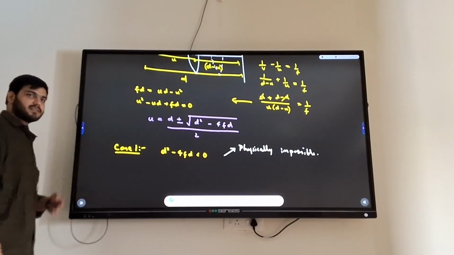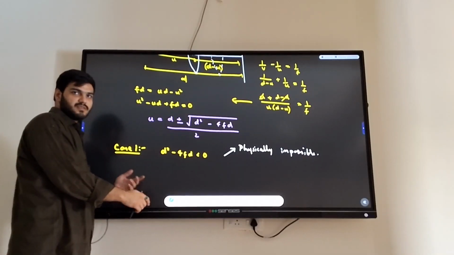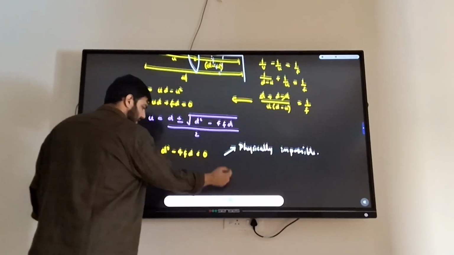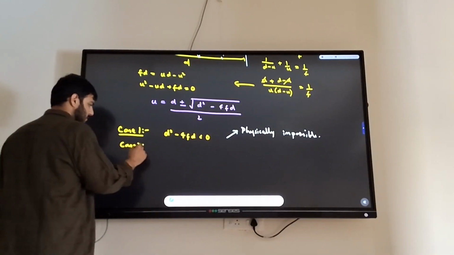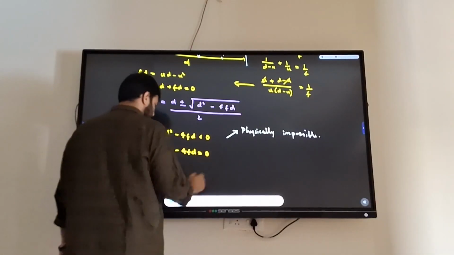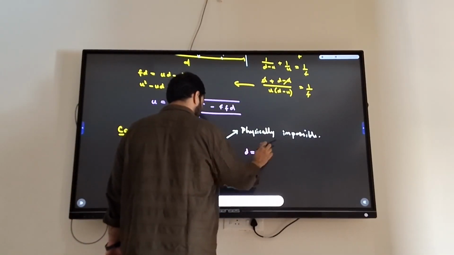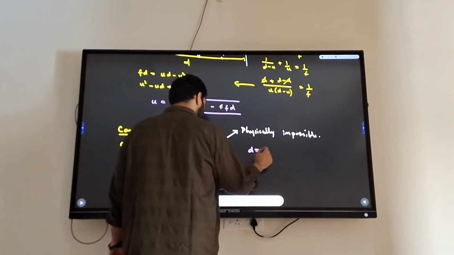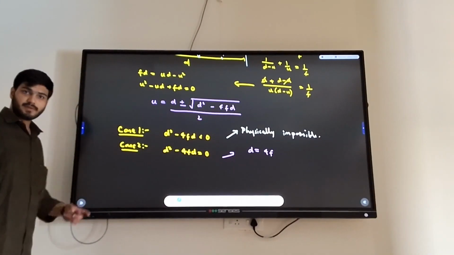What can be the other thing then? If this is less than 0, the next case can be equal to 0. And what will I get then? Case 2: D square minus 4Df is equal to 0. Then what will I get? Then you will get something like D is equal to 4f. Please check. D is equal to 4f.